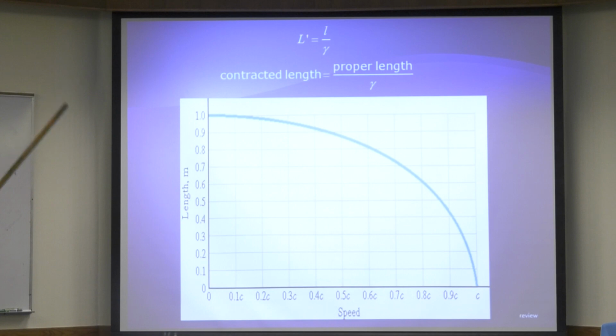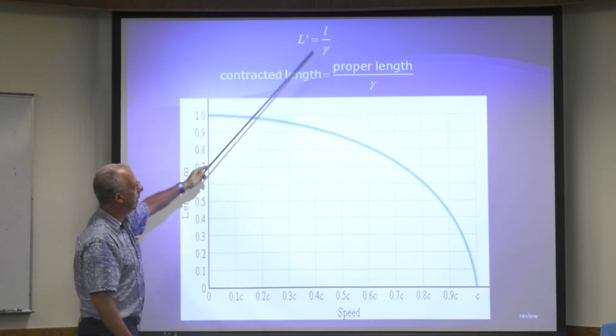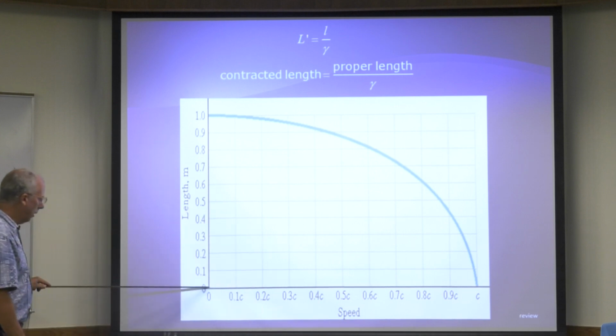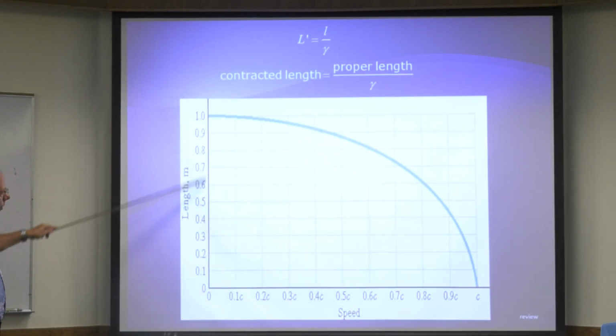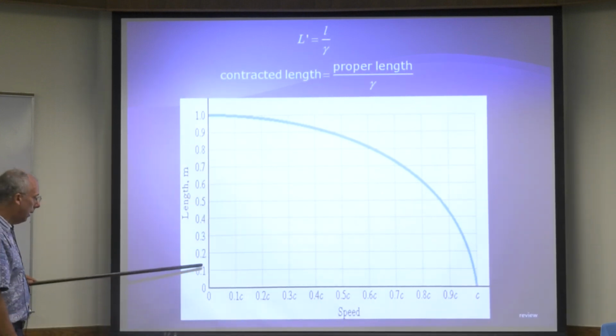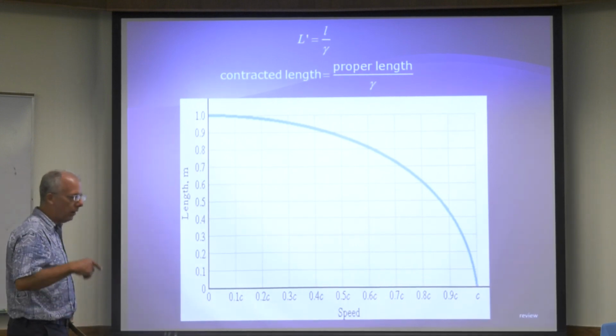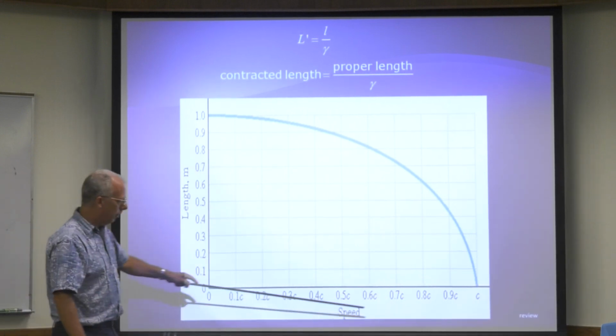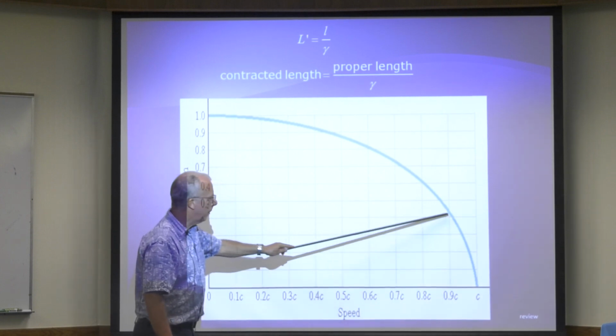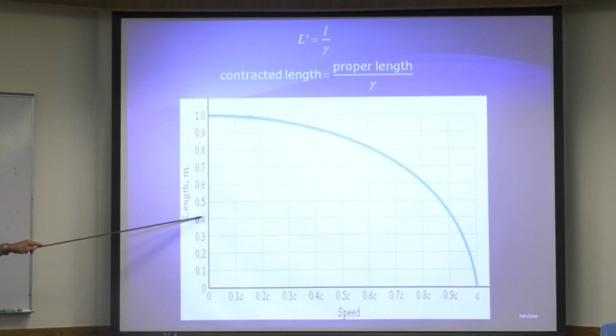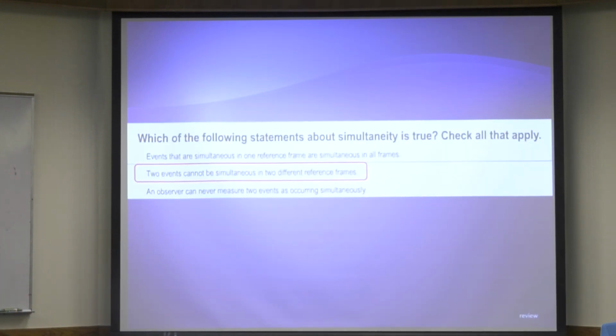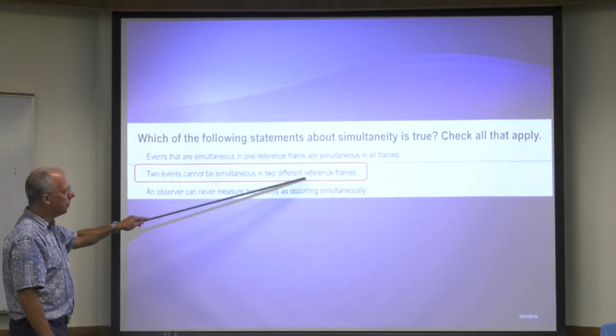Okay, then there's length contraction. So again, that's the equation. And this time, we're down here again, so a meter is a meter. But if I'm going relative to you at like 0.9 c, then you're going to measure the meter stick to be like 0.4 something meters long. So that's length contraction. Simultaneity: two events cannot be simultaneous in two different reference frames.